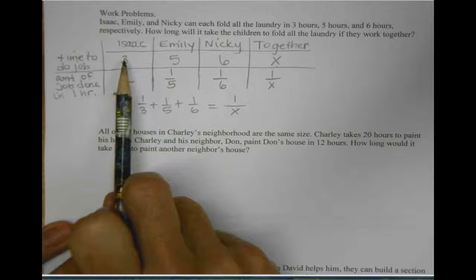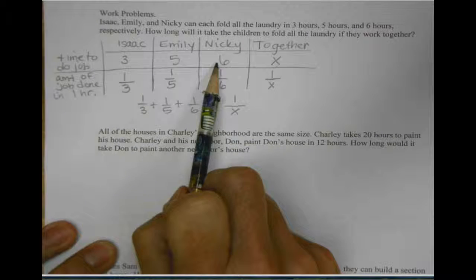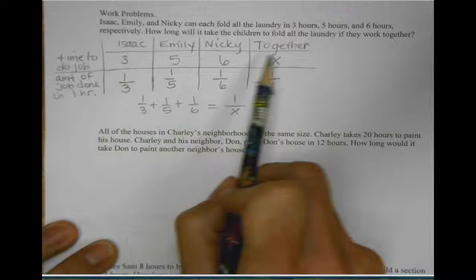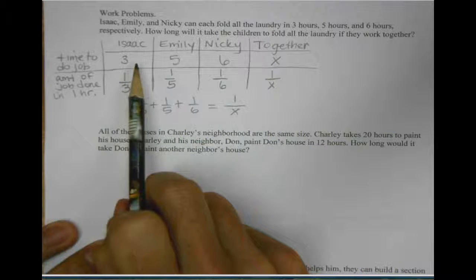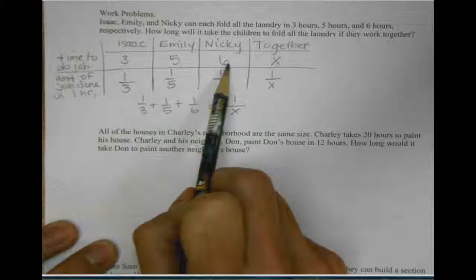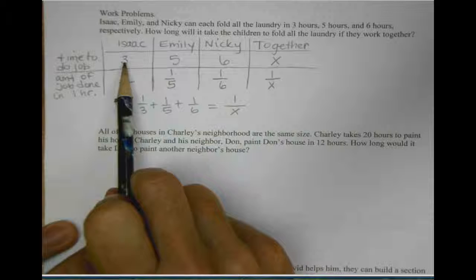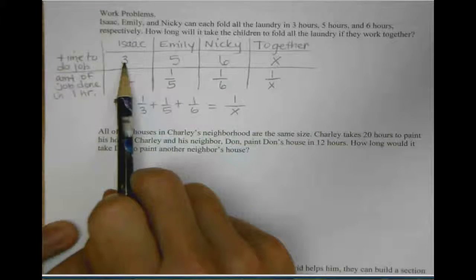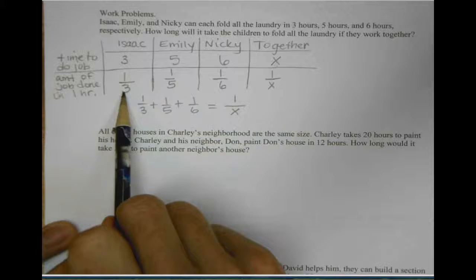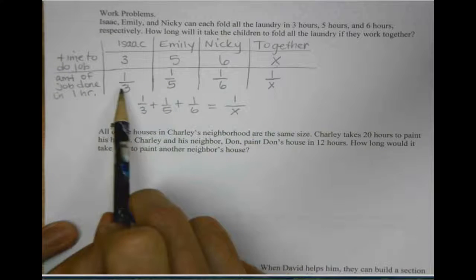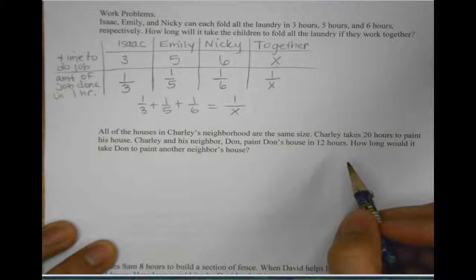Now, you might want to add these time to do the job hours and set it equal to the x, but if you did that, then you would have 14 equals x, and that it would take them 14 hours to complete the job working together. And we know our fastest person takes 3 hours. It doesn't even make sense for it to take 14 hours. So we have to do something different, and that's why we come up with how much of the job is done in 1 hour and use those ratios together to find our together time.